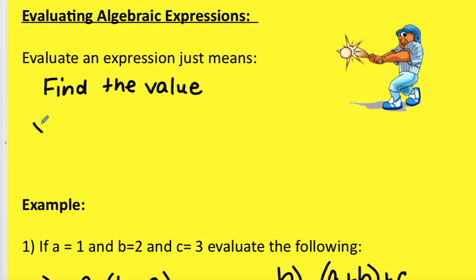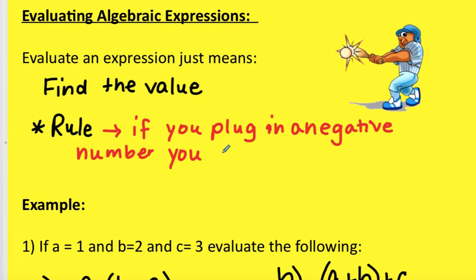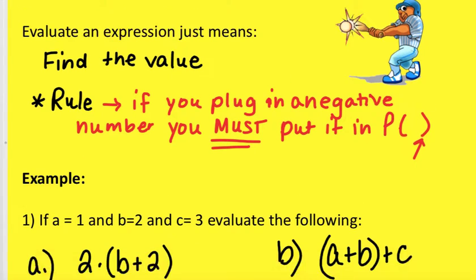Now, there's one big, really important rule. This is one of Coach Fred's really important rules. If you plug in a negative number into the expression, you must, and I stress the word must, put it in parentheses. So parentheses. There's my symbol for parentheses. Okay, so let's look at an example.